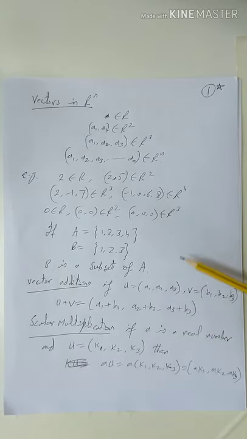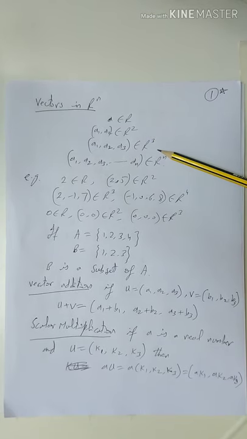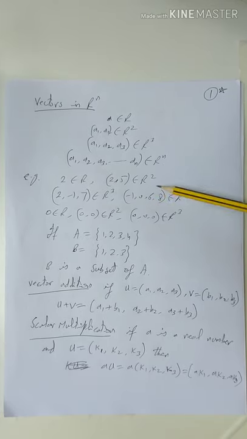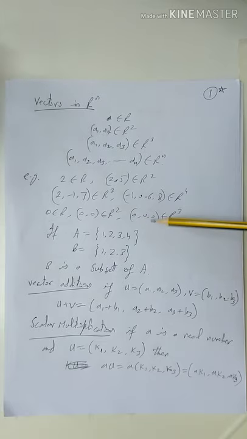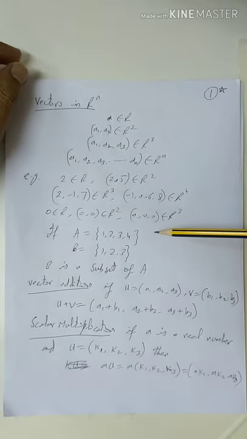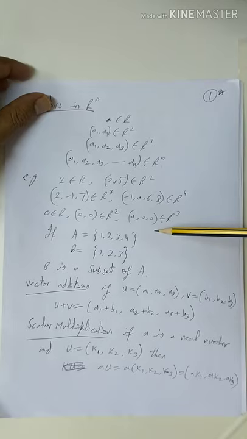So for this lecture, you must know what a vector in R2, R3, and Rn is, and what the zero vector is in R square, R3, and so on. If that is clear, then we can move to the example.